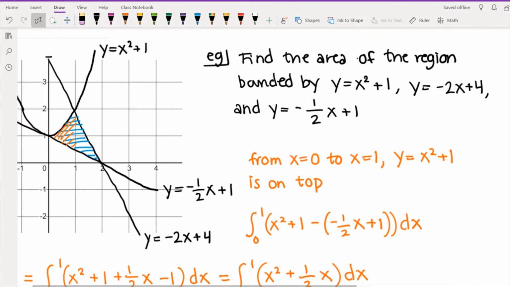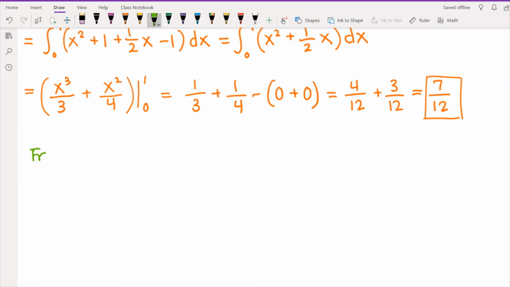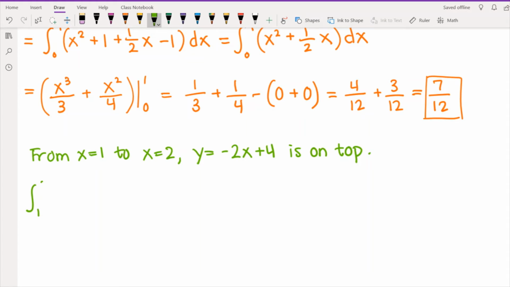But then we also have this second part. So we want to also find this area here. And so for that part, that's from 1 to 2, now the other linear function is on the top. So negative 2x plus 4 is on top. So from x equals 1 to x equals 2, y equals negative 2x plus 4 is on top. And so that means that we want to do the integral from 1 to 2 of negative 2x plus 4 minus negative 1/2 x plus 1.